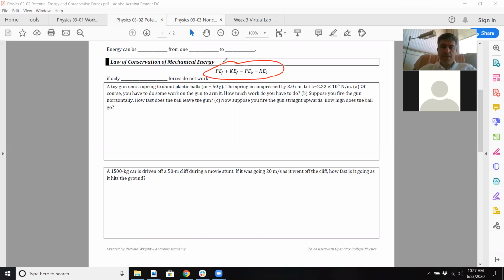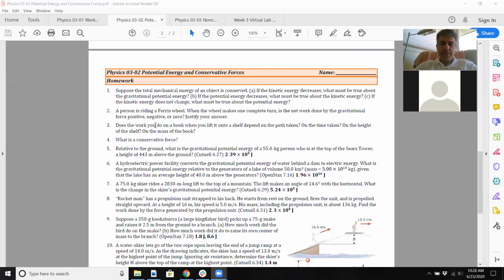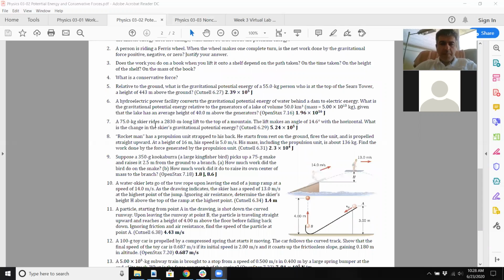The spring is compressed by 3 centimeters. Let K, looks like K is some, oh, this is doing springs. We're not gonna do springs. So let's forget about that one. So let's actually look at one of these problems down here then. Let's look at maybe number 10 might be a good one.